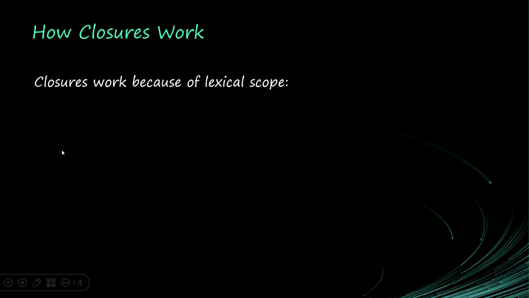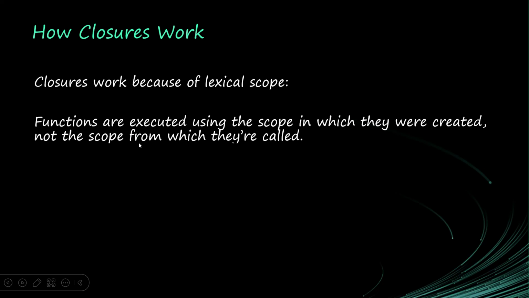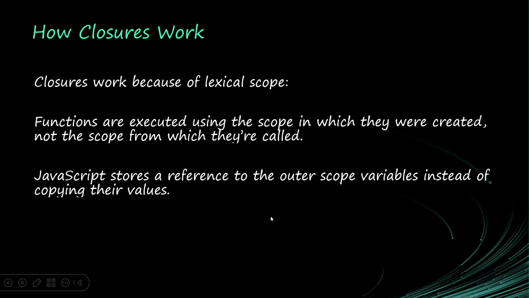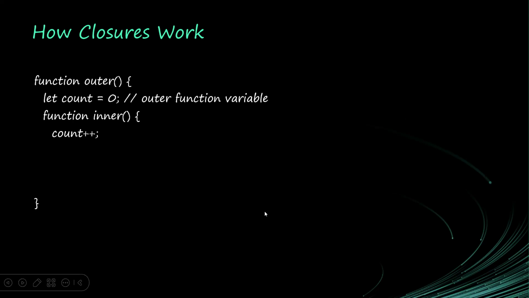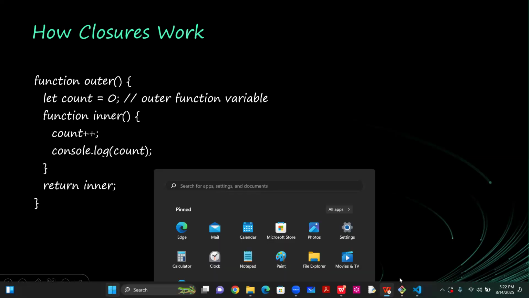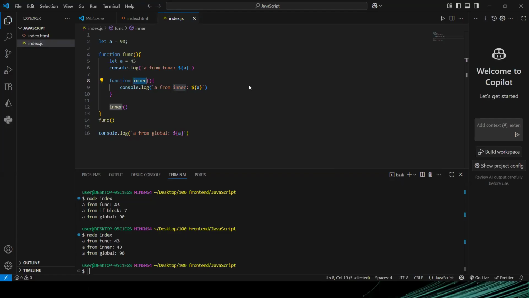So how does it work? Closure works because of lexical scope. Functions are executed using the scope in which they are created, not the scope from which they are called. Okay, so JavaScript stores a reference to the outer scope variables instead of, let me stop speaking all this grammar that I'm speaking here. Okay, let's go and show you an example.